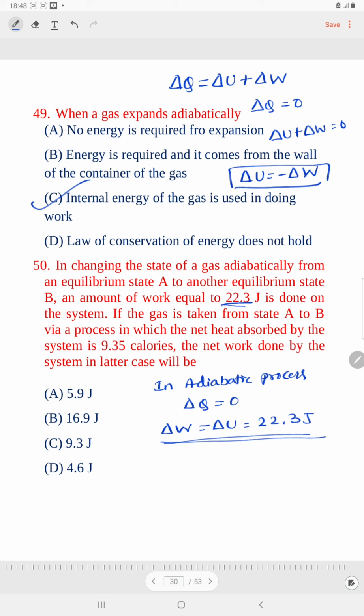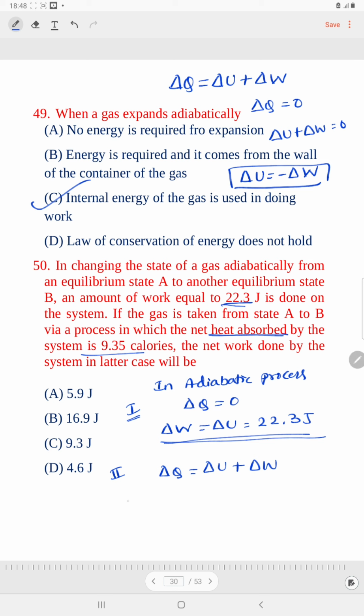Remember this one. And in the second case, students, it's not about the adiabatic one. So what we do in the second process, this is the first process. In the second process, I have an equation delta Q is equal to delta U plus delta W. It's not an adiabatic process because look at the statement, heat is absorbed. In adiabatic process, no heat absorbed, no heat is given. In the second process, heat is absorbed. So it cannot be adiabatic process.